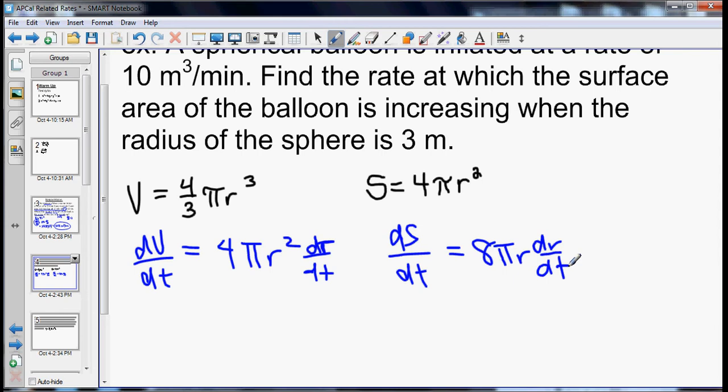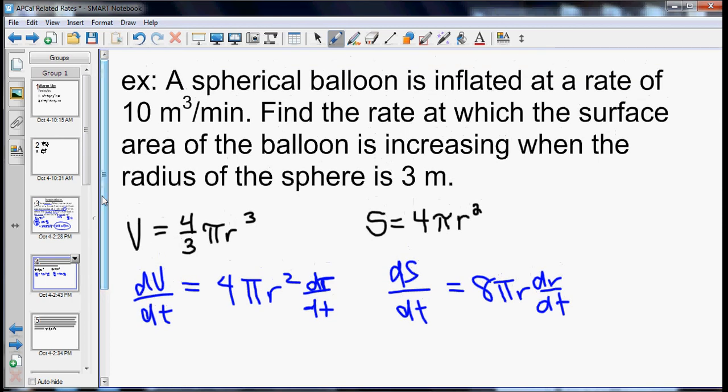A spherical balloon is inflated at a rate of 10 cubic meters per minute. So this is a rate. I know that because it says per minute, so we're talking about its change over time. And since it's just talking about the amount of air, and also I know this because it says meters cubed, that tells me we're talking about the volume. So this is telling me that the volume is changing at a rate of 10 cubic meters per minute. So that's dV dt. dV dt is 10. Now it's saying find the rate at which the surface area of the balloon is increasing. So what we're looking for, what we're trying to find, is dS dt. When the radius of the sphere is 3 meters.